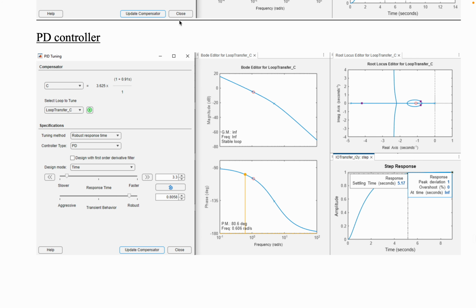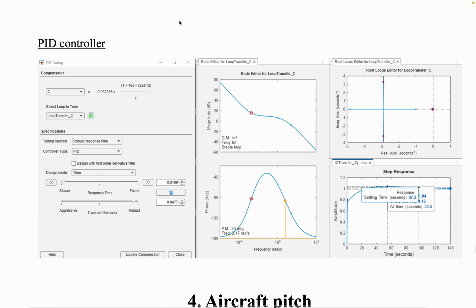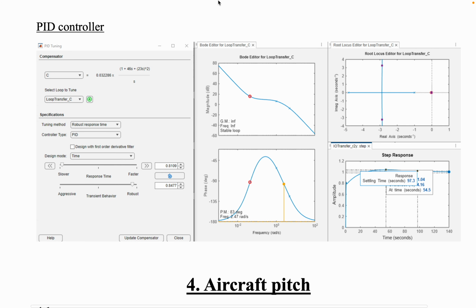For the PD controller, for step response, it made the response faster, with a small steady state error. It still remains. In root locus, it made the pole move left faster, and in the Bode diagram, it has better phase margin. Last but not least, the PID controller. It again gave the best performance with fast rise time and no steady state error.